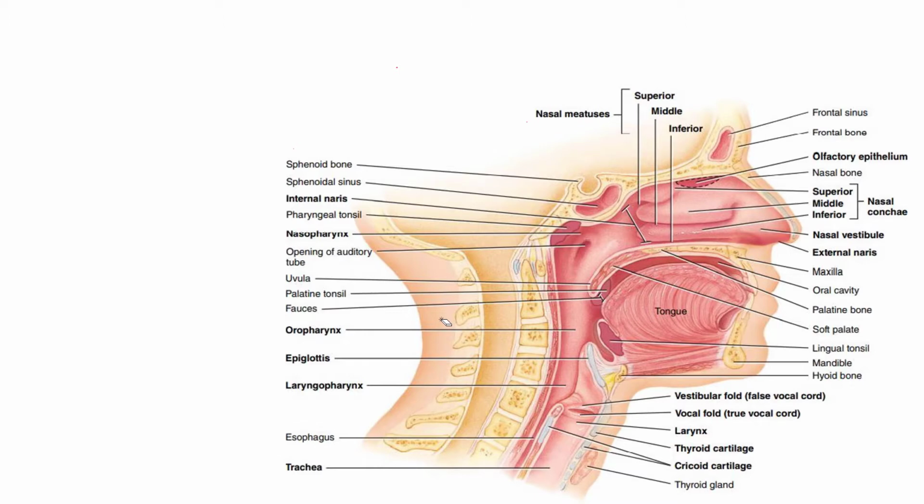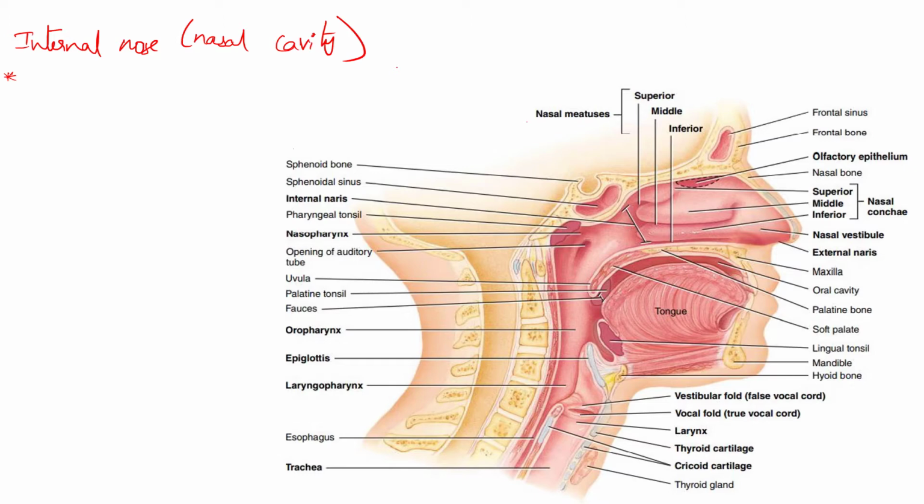Next, internal nose, which is also called the nasal cavity. The inner part of the external nose is called the internal nose. It lies inferior to the nasal bone. Inferior means below the nasal bone, and superior to our oral cavity. The oral cavity is formed by the palatine bone, hard palate and soft palate. That is our oral cavity.